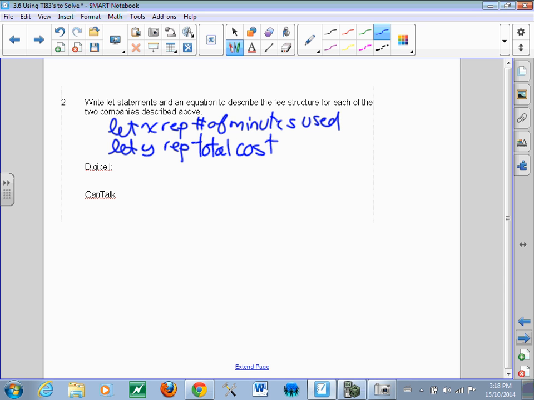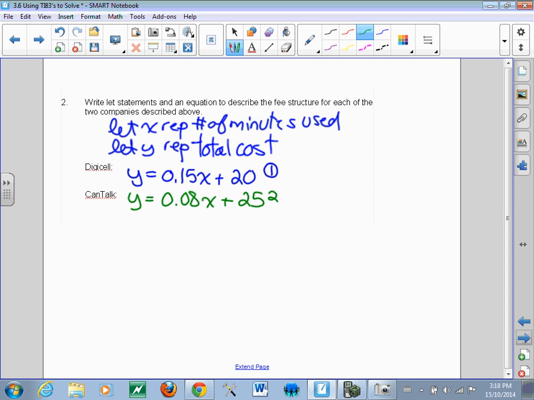So let's come up with the equation for Digicel, okay? So we're going to start with Y equals, because total cost equals the rate, which is 0.15, times the number of minutes, which is X, plus your monthly fee of $20. Let's label that equation 1. CanTalk is going to be equation number 2. So we're going to start with total cost equals its per minute rate, 0.08X, plus the monthly cost, which is $25. So now we've got two equations with the same two unknowns, just like we've been practicing.